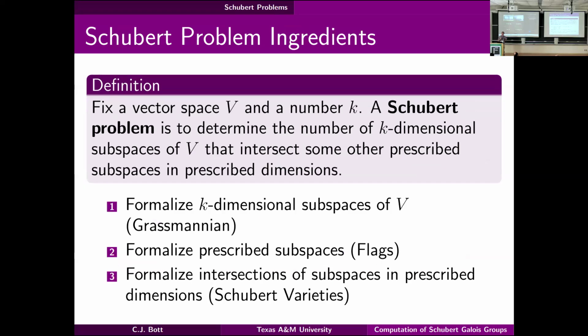So then I like cooking. Maybe you like cooking, at least like eating. So I like to say that a Schubert problem has 3 ingredients. So first of all, we need to formalize what we mean by our k-dimensional subspaces of our vector space. These are going to be our solutions, our solution set. This is going to come from our Grassmannian. And then we need to formalize what I mean by some fixed things that we're going to intersect. And those are going to be formalized with the notion of a flag. And then they're not just going to intersect, they're going to intersect in some prescribed way, and that's formalized in the notion of a Schubert variety. So let's go through each of these ingredients shortly, one at a time.